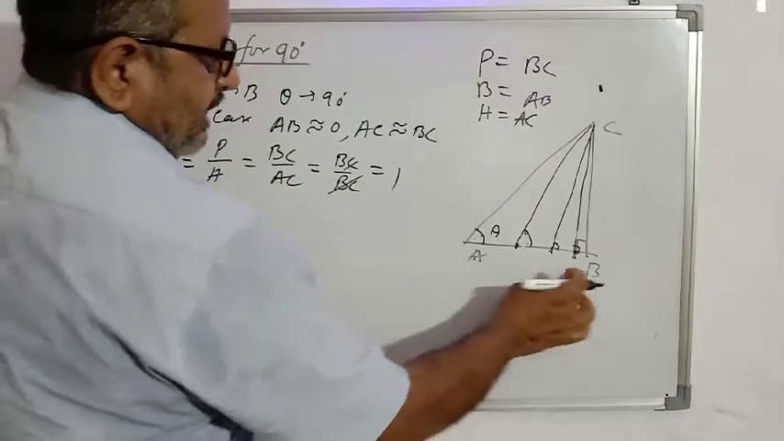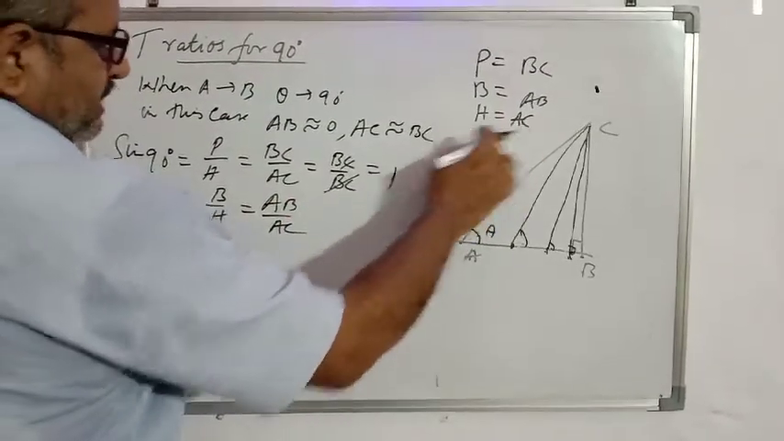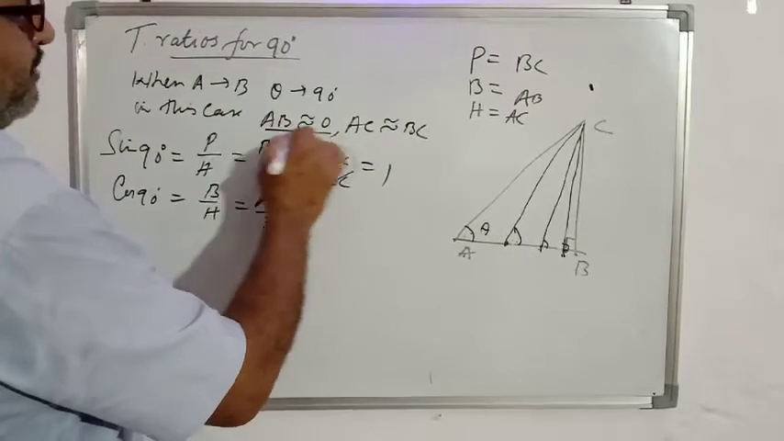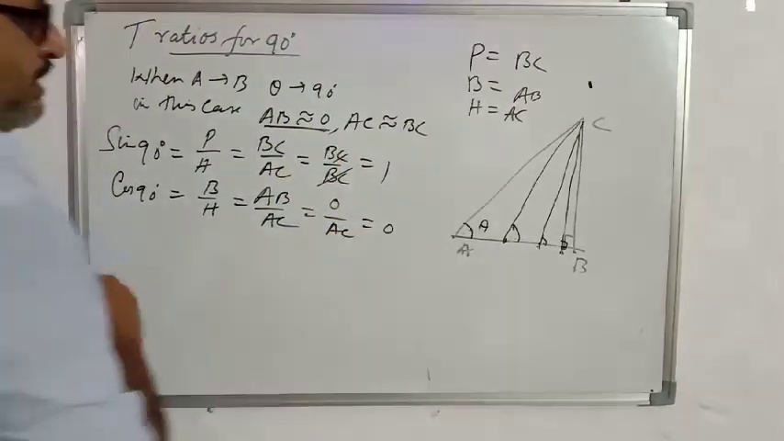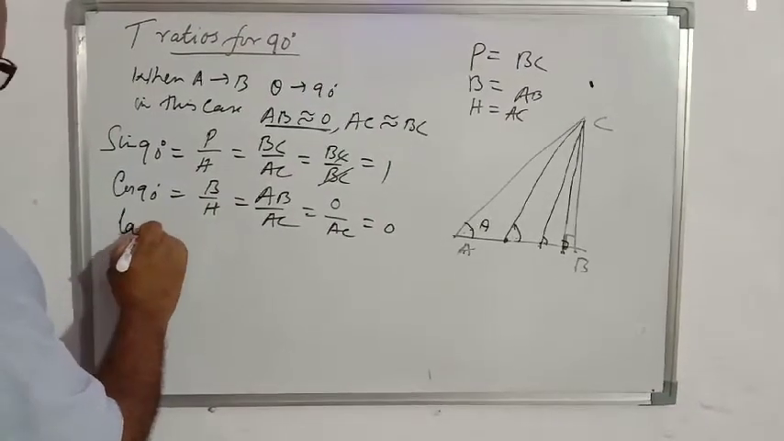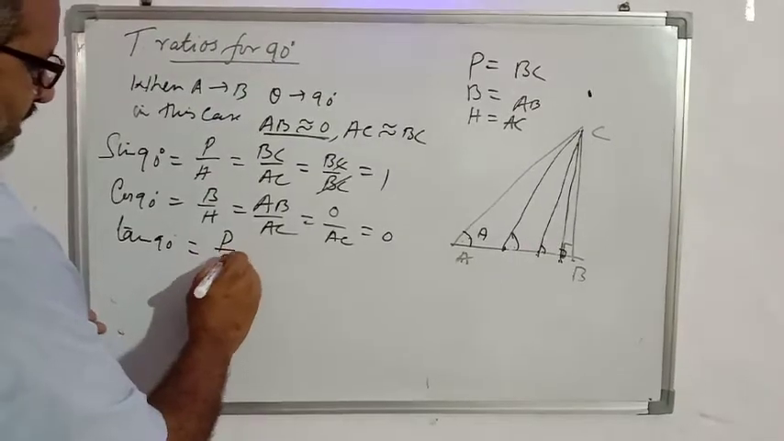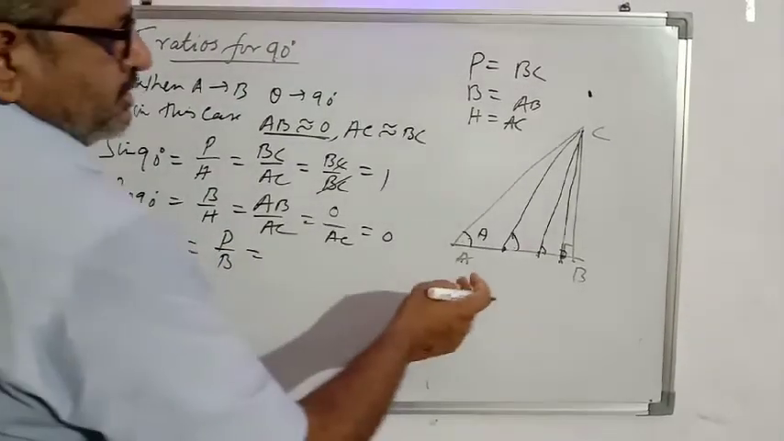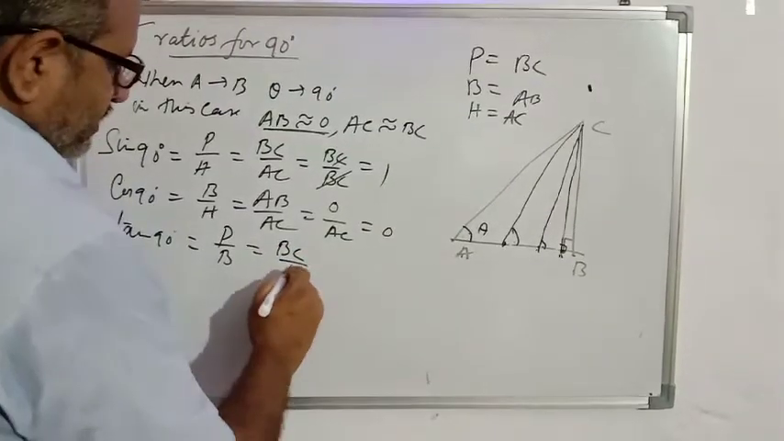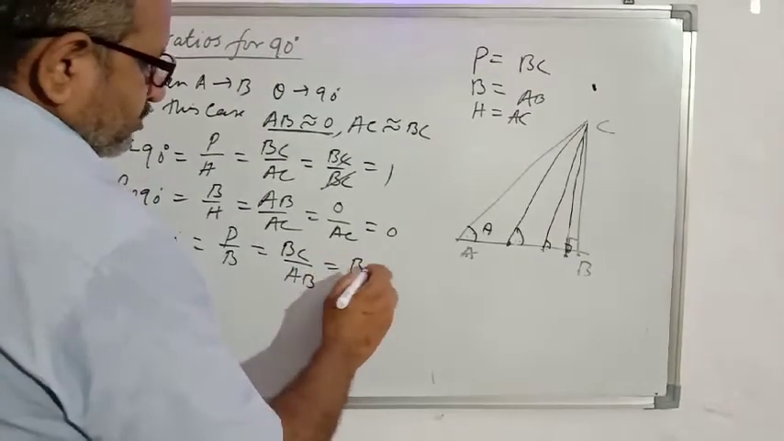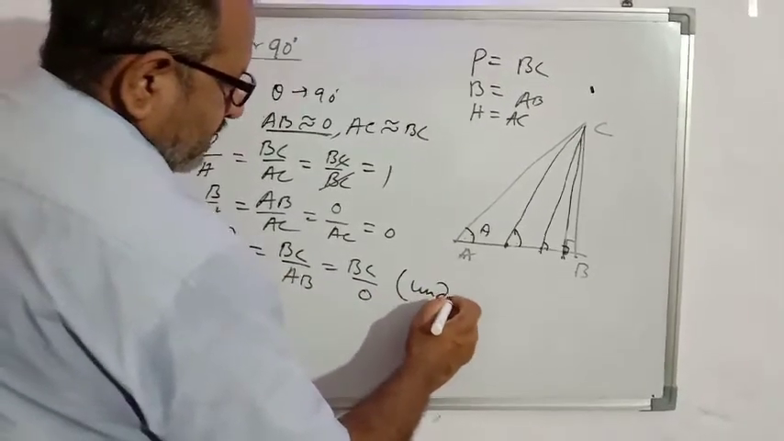Cos 90, base by hypotenuse. What is base? AB is base. Hypotenuse is AC. And what is the value of AB? When theta is 90, it is 0. So 0 by AC, it will be 0. Tan 90 is perpendicular by base. So perpendicular is BC, base is AB. So BC upon AB, with AB equal to 0. So if denominator is 0, we write it undefined.